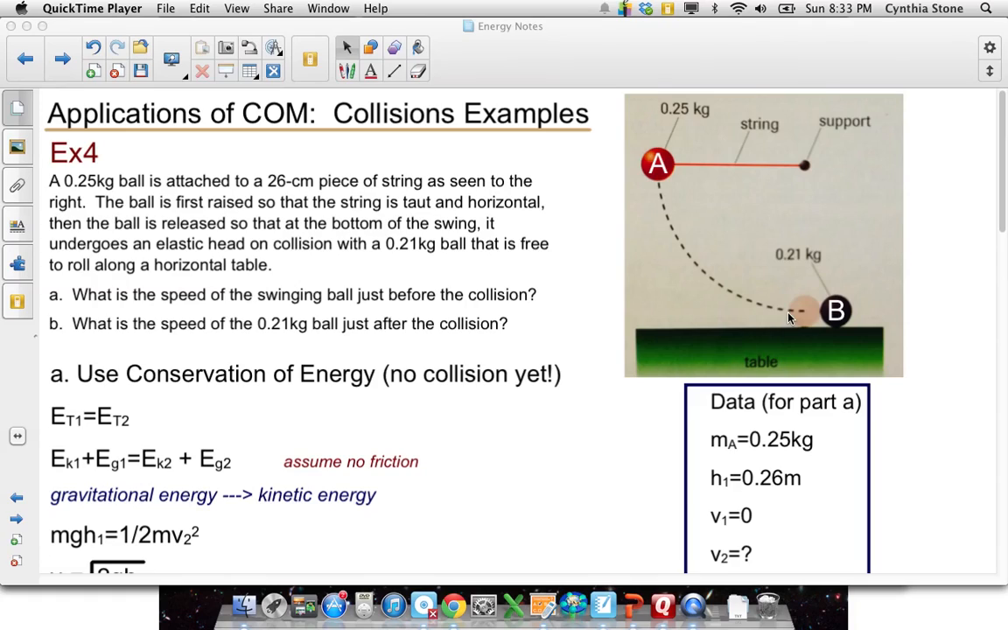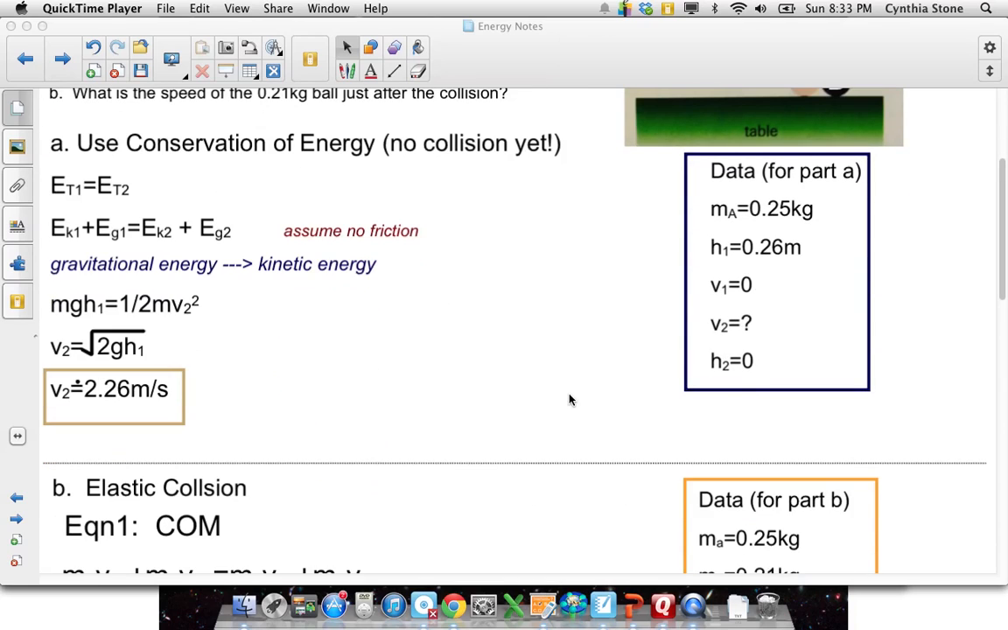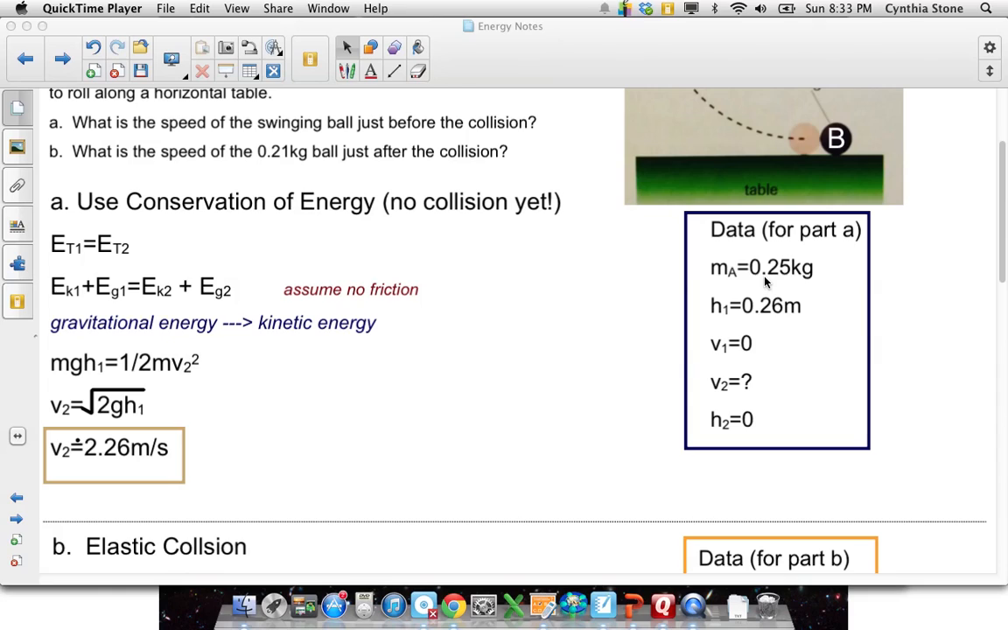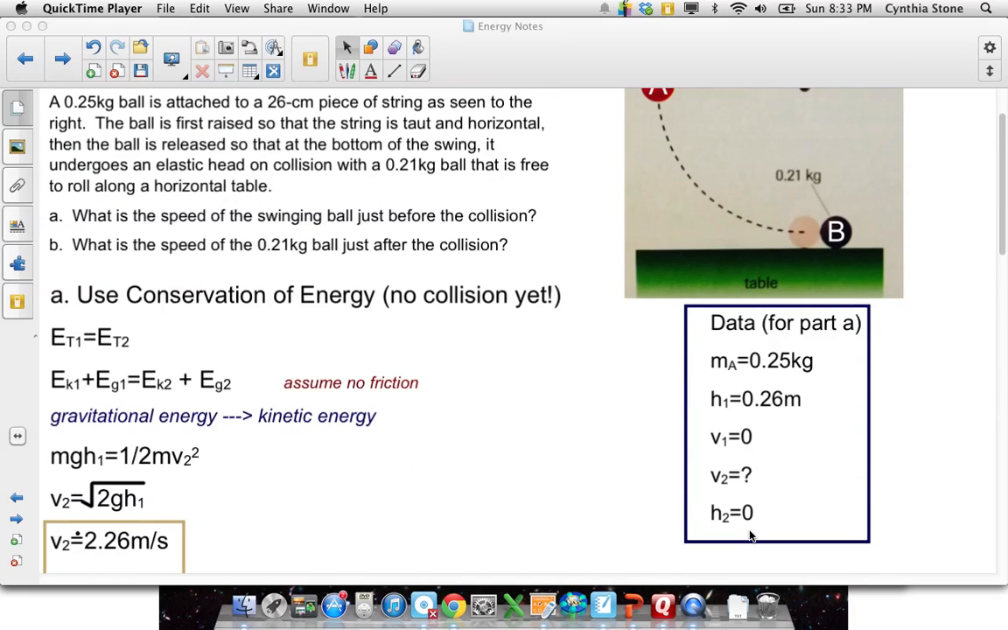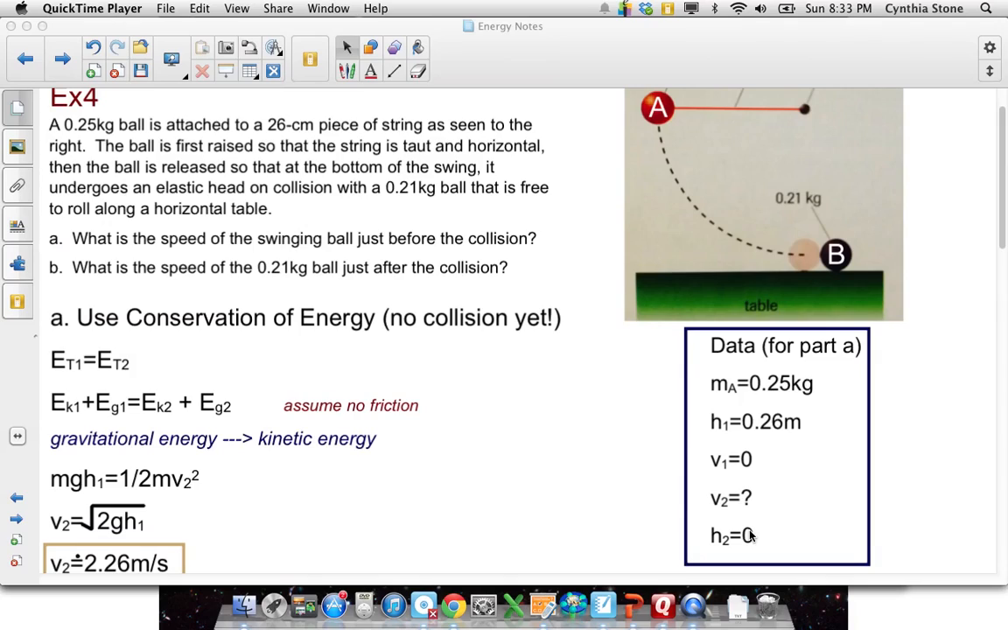So the first thing, there's no collision, so you just apply conservation of energy. The information we have is the mass of it. We know this string is 26 centimeters. That means when it drops down to here, it's going to drop a length of 26 centimeters. That's the height difference from here to here. Even though it's coming across like that, it's still the height difference that concerns us. We know it's dropping, so it's starting at V1 of 0, and we want to know V2. H2 is 0 because that's the bottom. It's a pretty straightforward conservation of energy question, part A.